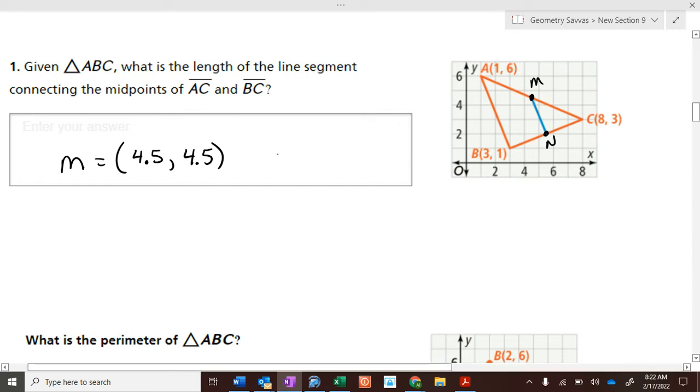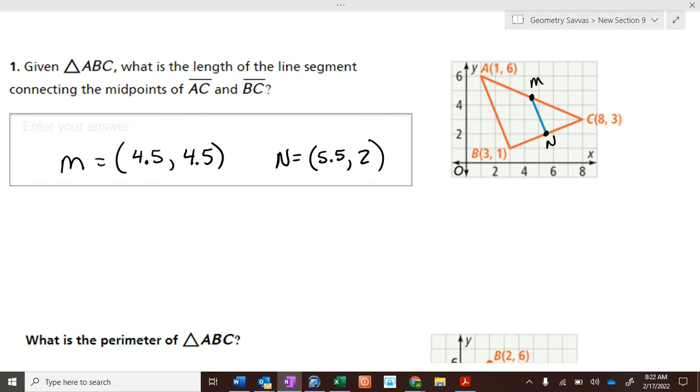BC. What's 3 plus 8? 11. What's 11 divided by 2? 5.5. What's 1 plus 3? 4 divided by 2 is 2. Looking at this, (5.5, 2) looks like the right point. Now, how do we find the distance in between those two?